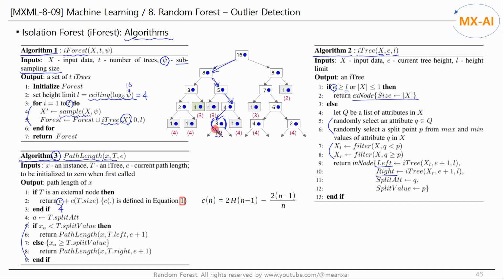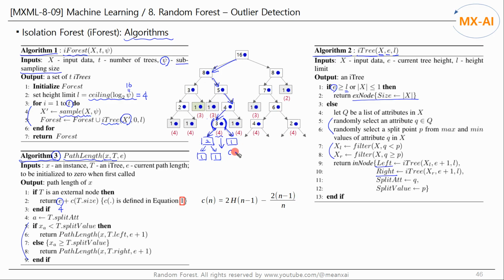However, this leaf node still contains 3 samples. Ideally, we would continue splitting this node until only 1 sample remains in each leaf node. If we continued growing the tree, the path length of sample X would become larger. The question is, how much larger?